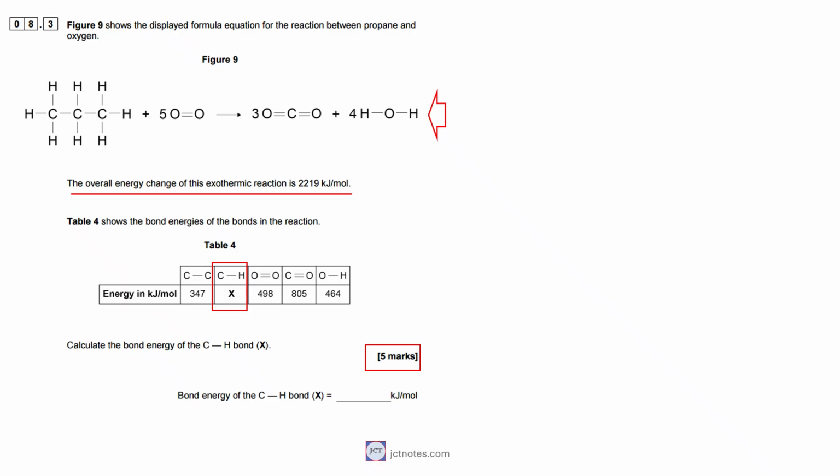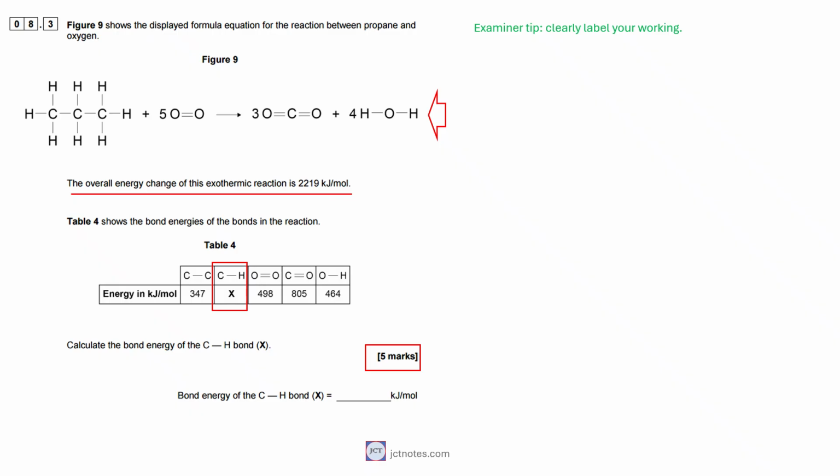Before we write down a single number, here is a golden tip from the examiner's report. Make sure you clearly label your working with words like bonds broken and bonds made. The examiners noted that many students missed out on marks because their pages were just a chaotic sea of additions and subtractions that were impossible to follow. Labeling your steps keeps your work clear and guarantees you pick up method marks.